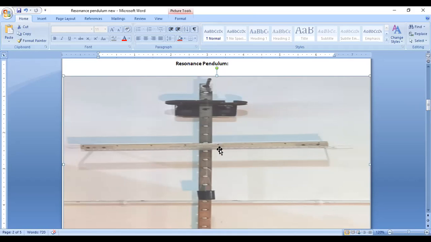Basically, you see this experimental arrangement, you will be given a telescope. You have to focus the telescope, and you have to focus the thread.